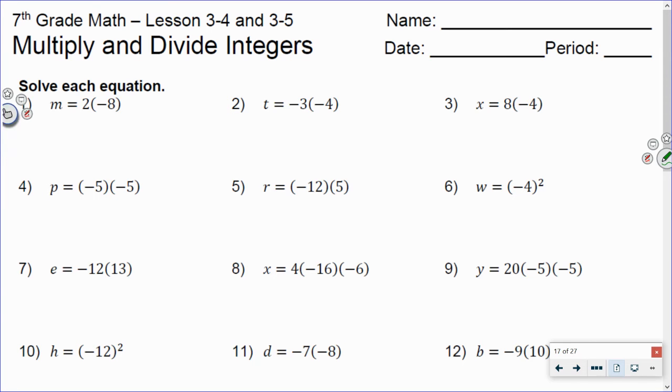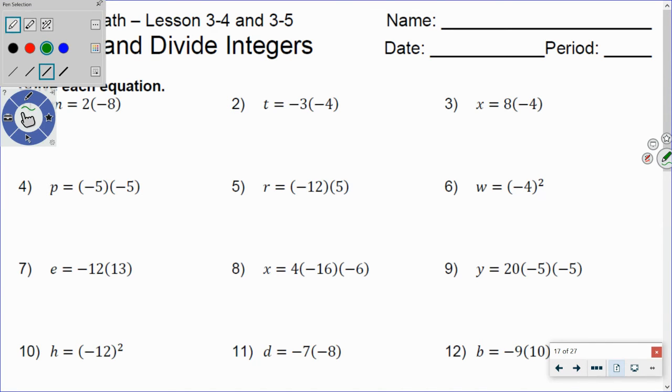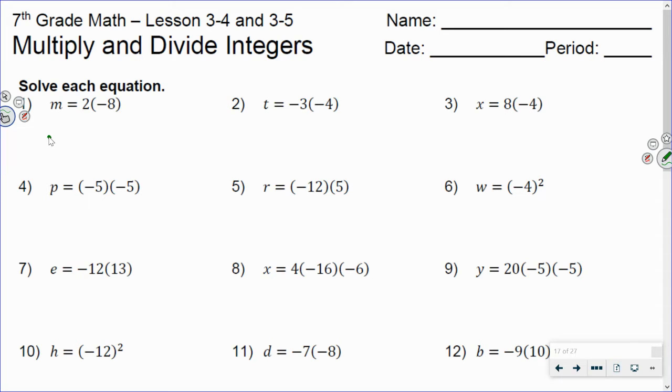We'll start off with number 1. And we're asked to solve the equation where 2 times 8 is 16, but wait a second, this isn't 2 8s, this is 2 negative 8s, this is 2 losing 8s for a negative 16.